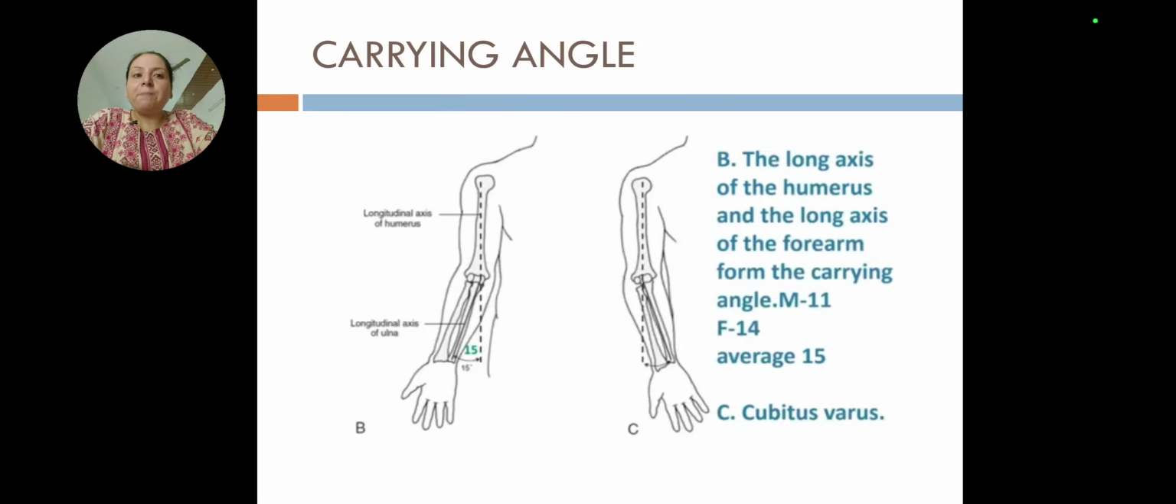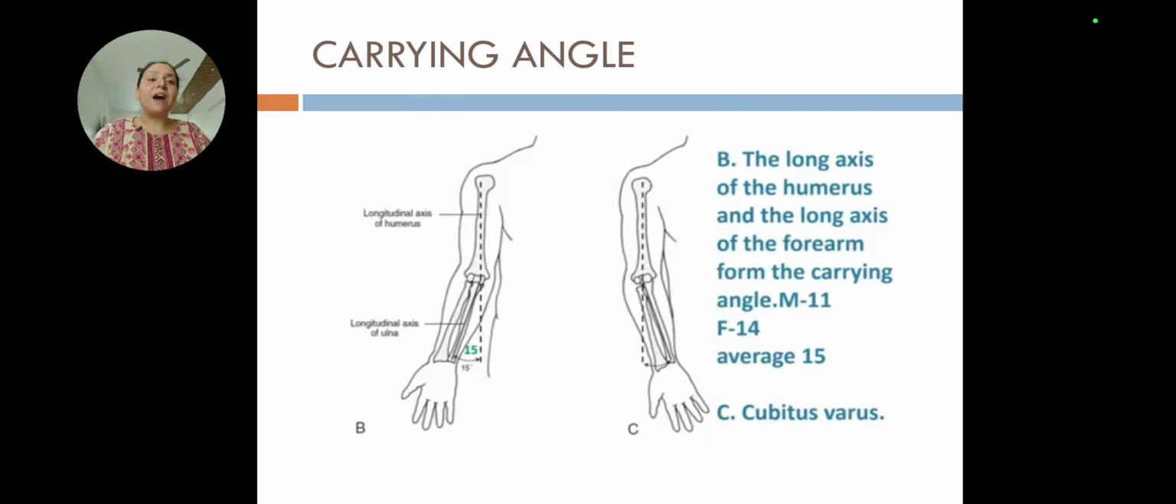There are two conditions to be kept in mind about this angle: whether it increases or decreases. If this angle increases, that is, from 15 degrees it increases further, so that the lateral deviation is more, that condition is called cubitus valgus. Another condition is when this angle decreases. This condition is called cubitus varus.